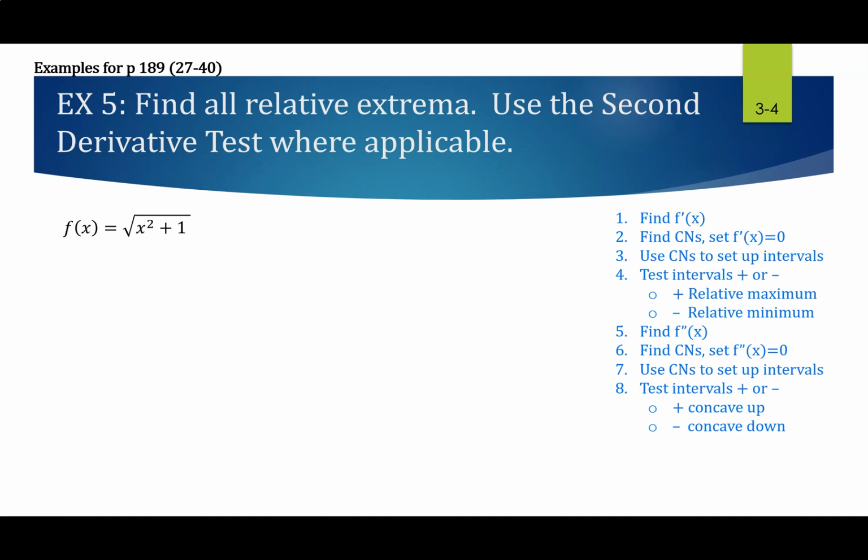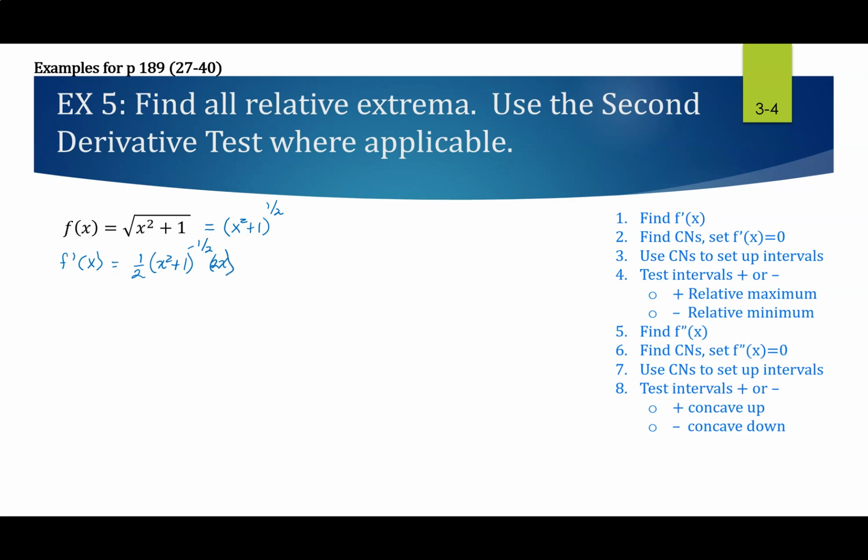We're going to find all the relative extrema and use the second derivative test if it applies. And so the first thing I'm going to do is rewrite my original function so it has a fraction exponent instead of a radical. Then when I derive, I'll use the chain rule. So the 1/2 drops, leave the inside alone, subtract 1 from the exponent, multiply by the derivative of the inside.